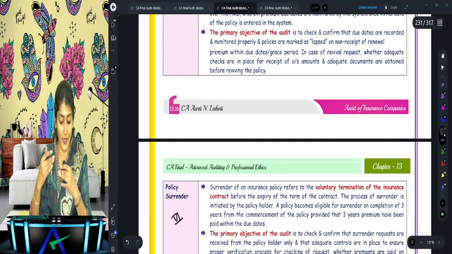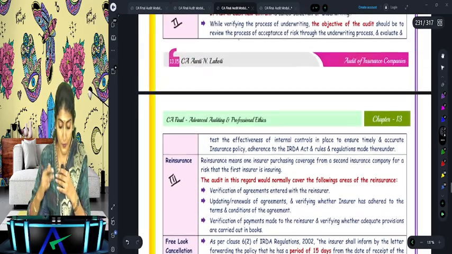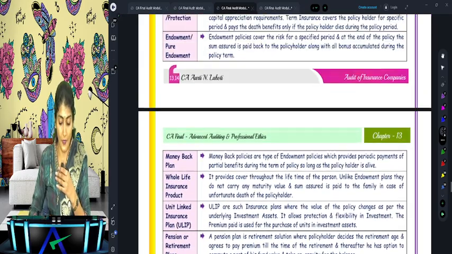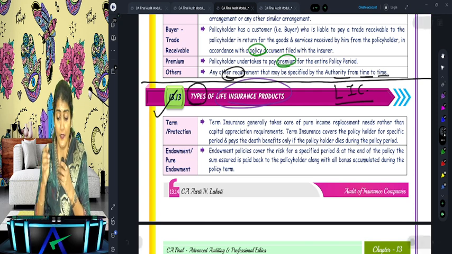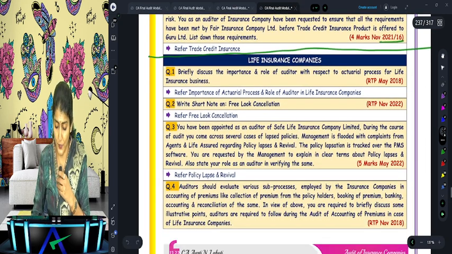And then what are the other special points? Policy surrender, policy lapse and revival, free look cancellation, reinsurance, underwriting and the actuarial process. And initial, what is the number one discussion over there? The types of the life insurance product.